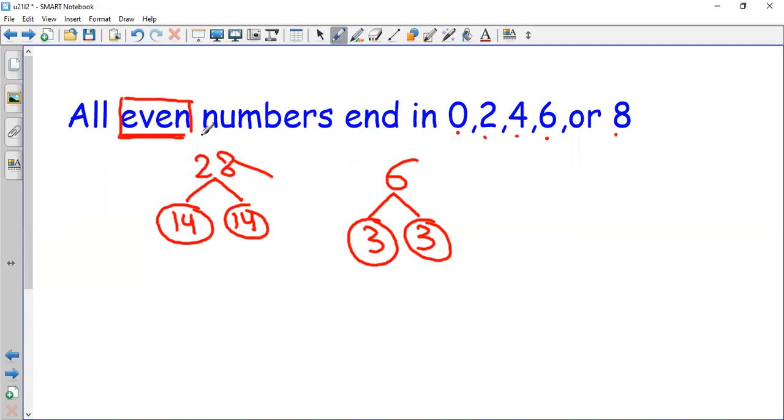So I can make a statement that all even numbers end in 0, 2, 4, 6, or 8, because 28 ends with 8, and I can break it into two equal parts. 20 ends in 0, I can break it into 10 and 10, so this is an even number. So put in mind that any number ending with 0, 2, 4, 6, or 8 is called an even number.